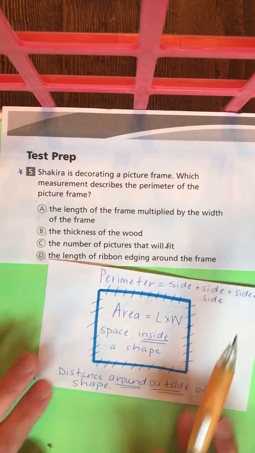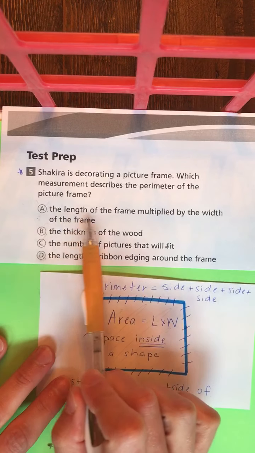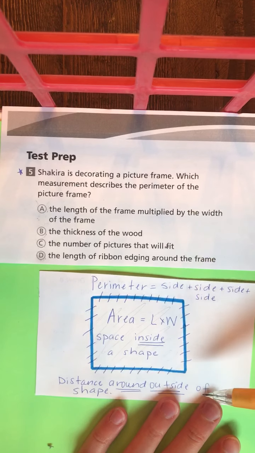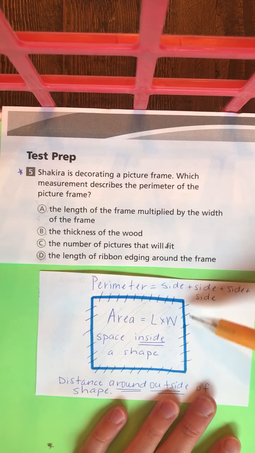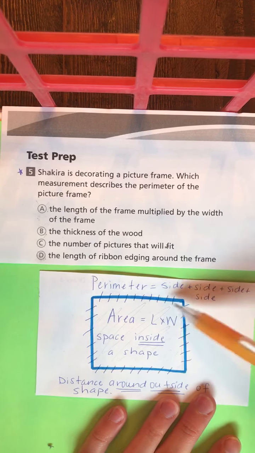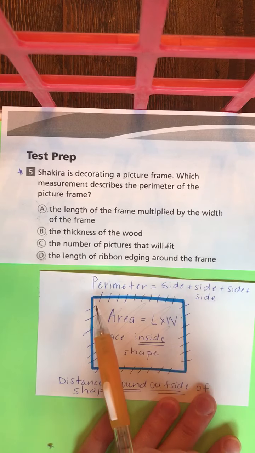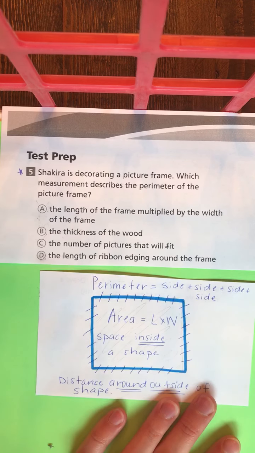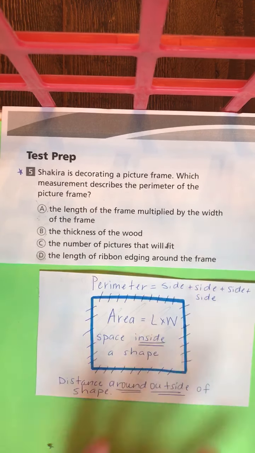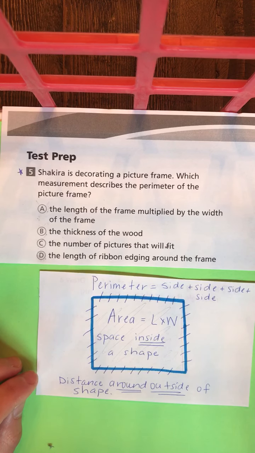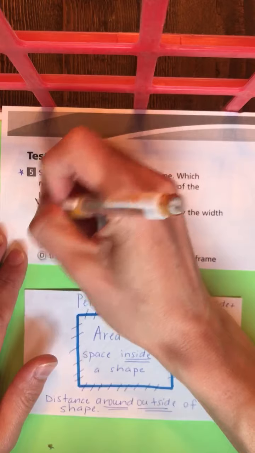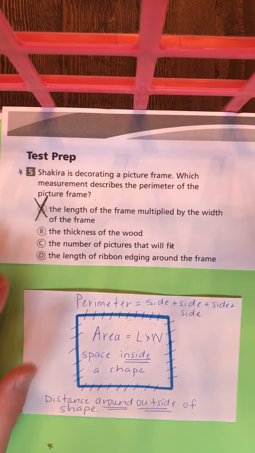So would perimeter be the length of the frame multiplied by the width? If we multiply the length by the width, is that going to tell us the distance around the whole frame? Very good, it's not. If we multiply the length times the width, what will that give us? Excellent, that will give us area, but we're looking for perimeter right now, so we're gonna cross that out, okay?